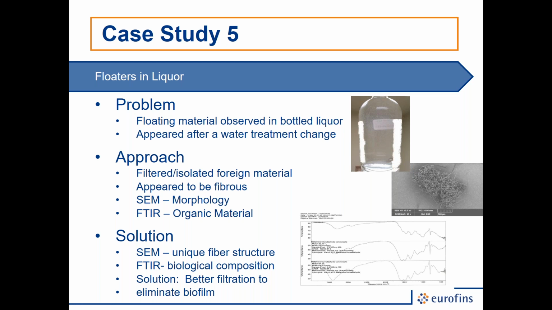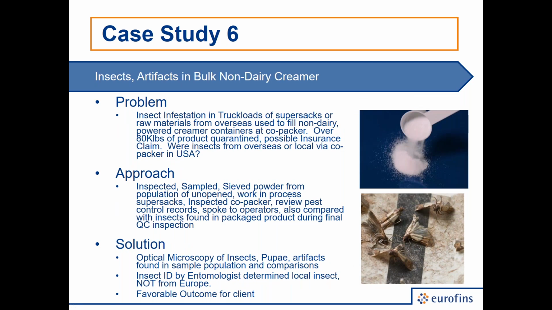Okay, thanks, Neil, for that. We are coming up on time, so I'm going to go through the final case studies pretty quickly. This was insects in a bulk non-dairy creamer. Bulk super sacks of raw material coming from overseas, going to a co-packer in the United States.